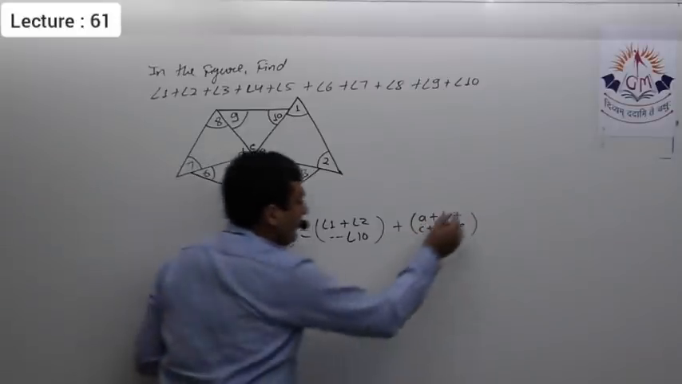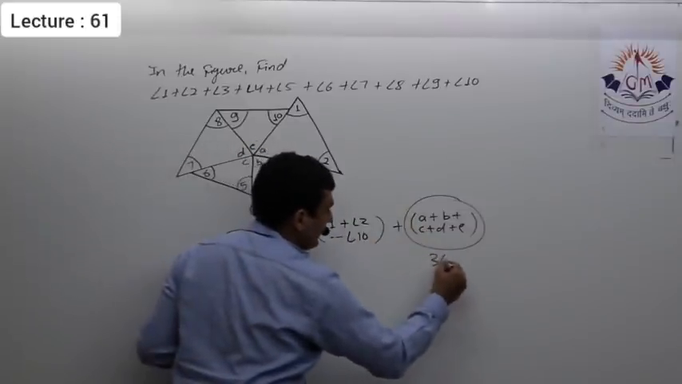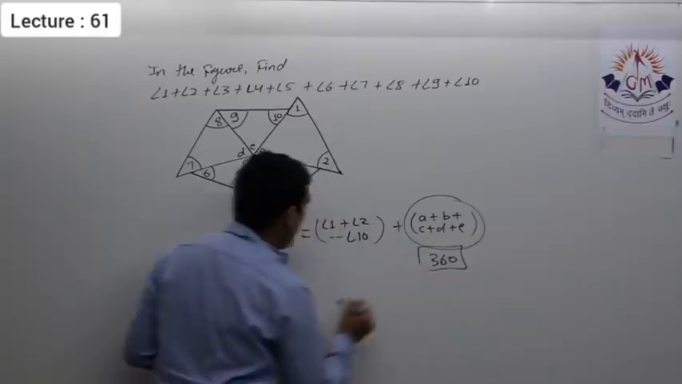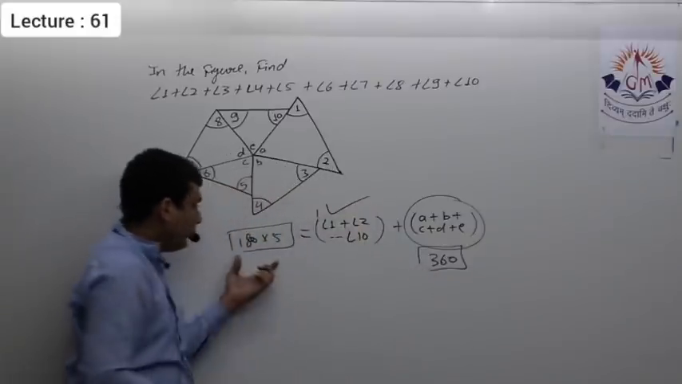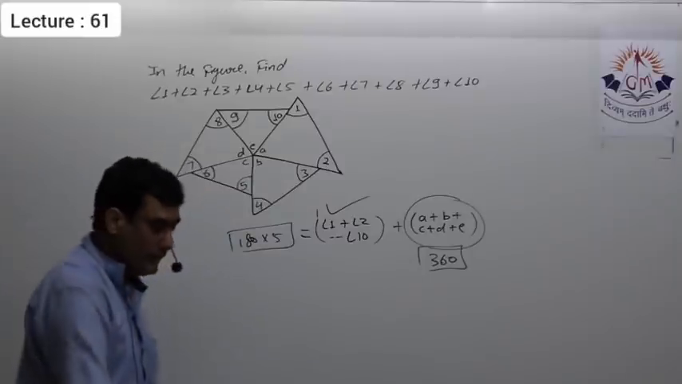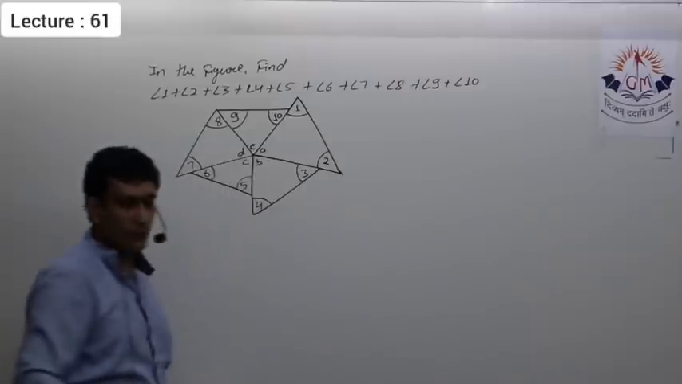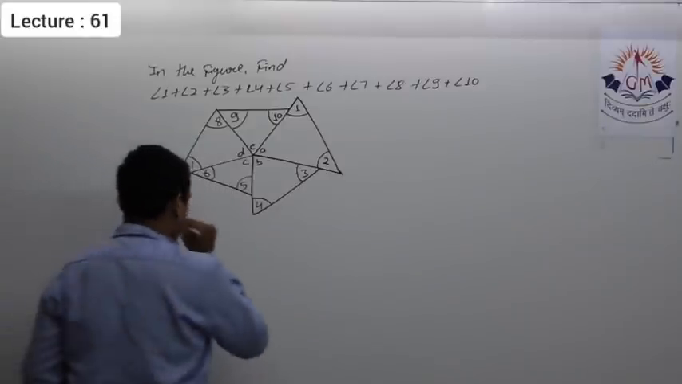Okay, now we know the sum of this. Sum of all the angles around a point is 360 degree. So simply what I have to do to get this, 180 into 5 minus 360 degree, isn't it? So now let us see how to write this if you get a question for 2 marks or 3 marks.